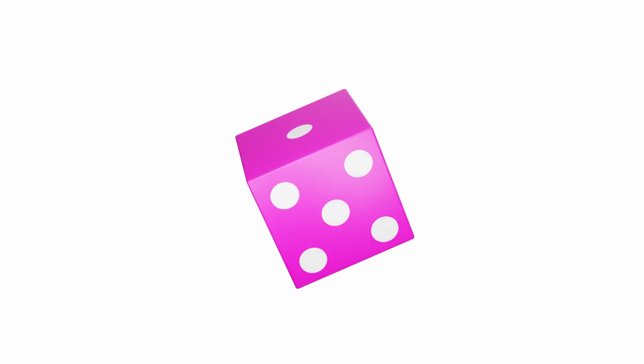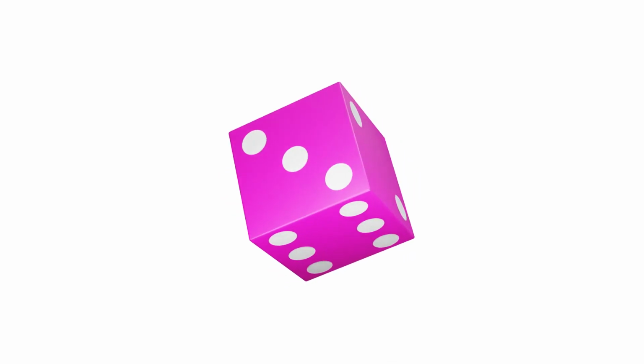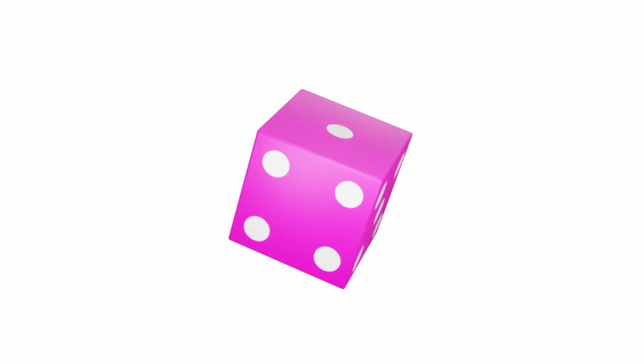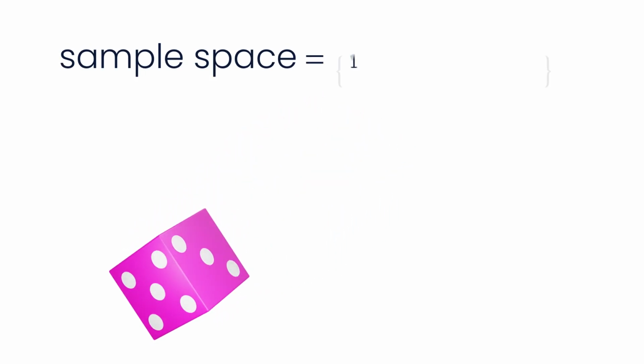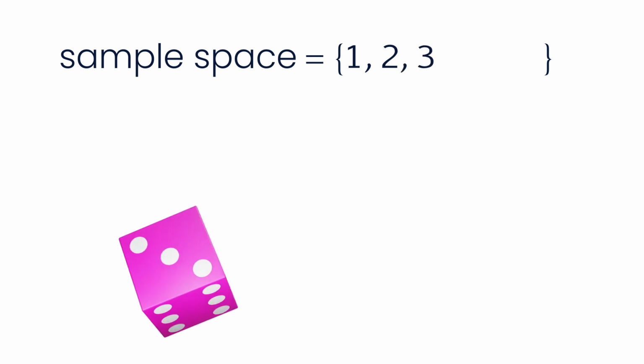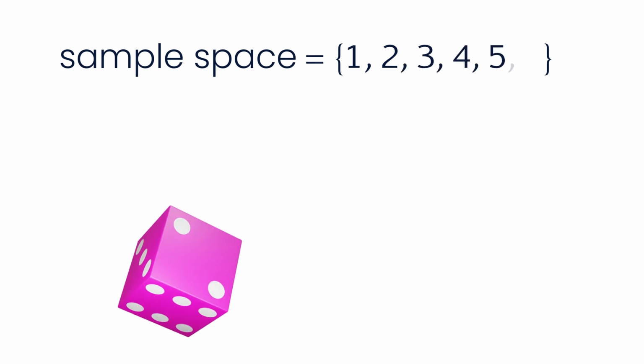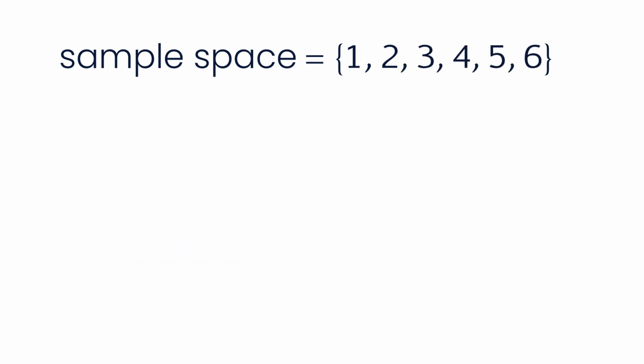Let's say you're rolling a fair die with 6 faces. A fair die means that it is a balanced die, with an equal chance of landing on any of the 6 faces. The sample space for a fair die is 1, 2, 3, 4, 5, and 6. You decide you want to find the probability of rolling a 1.